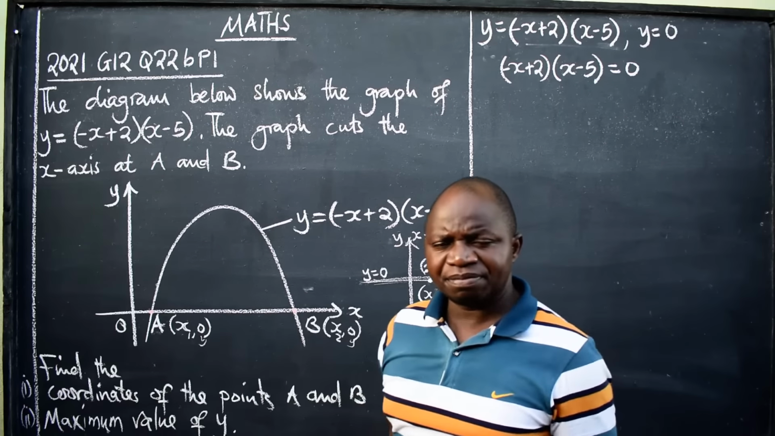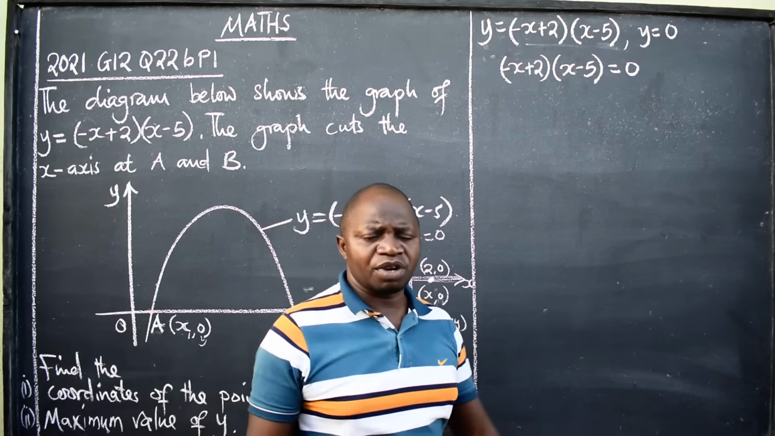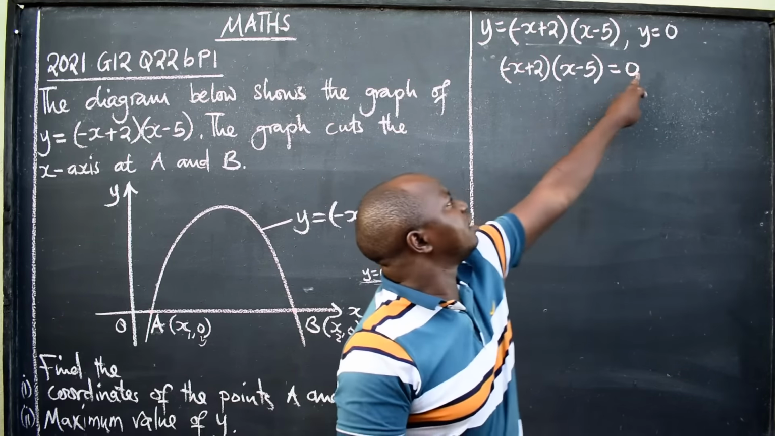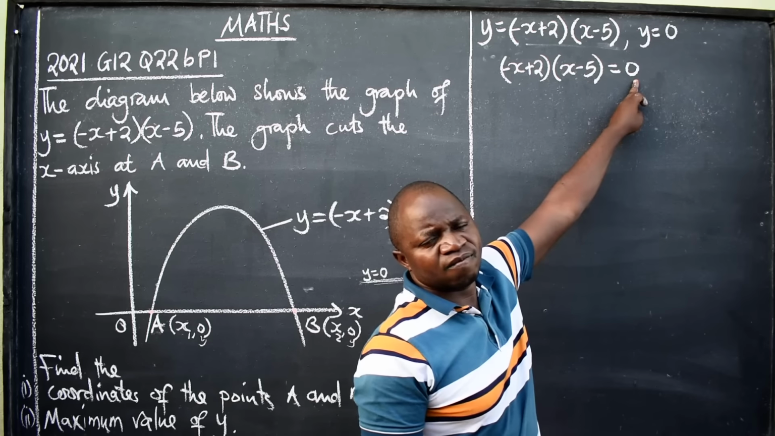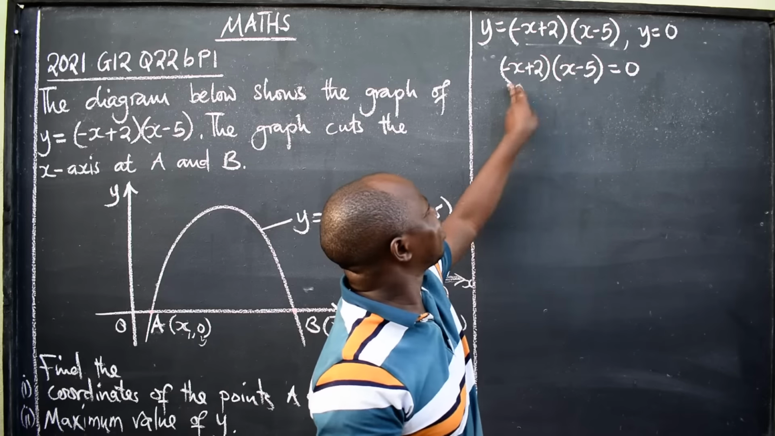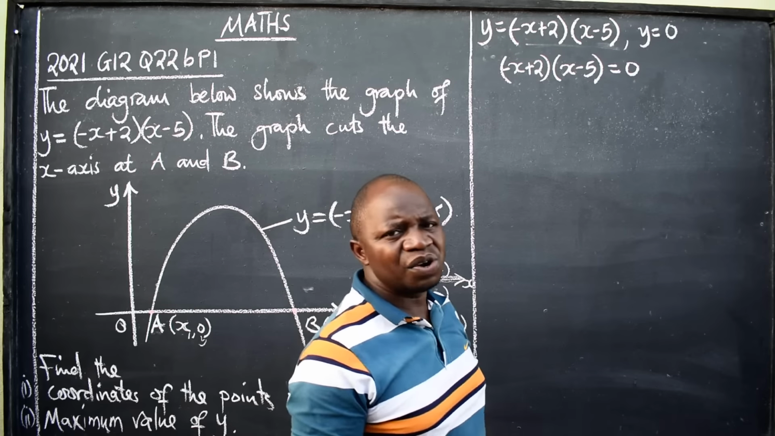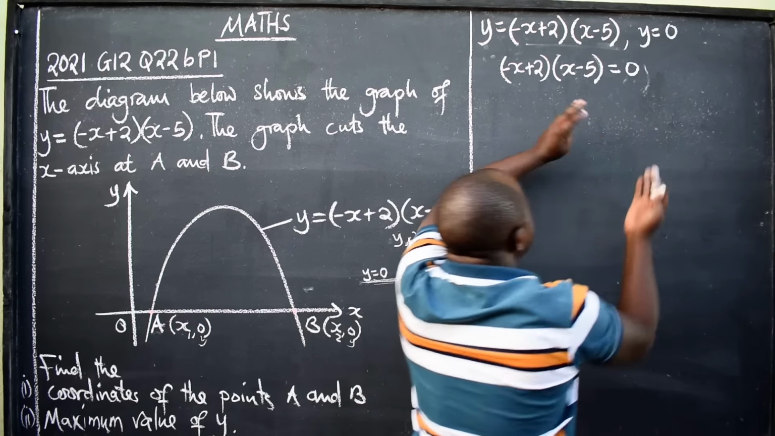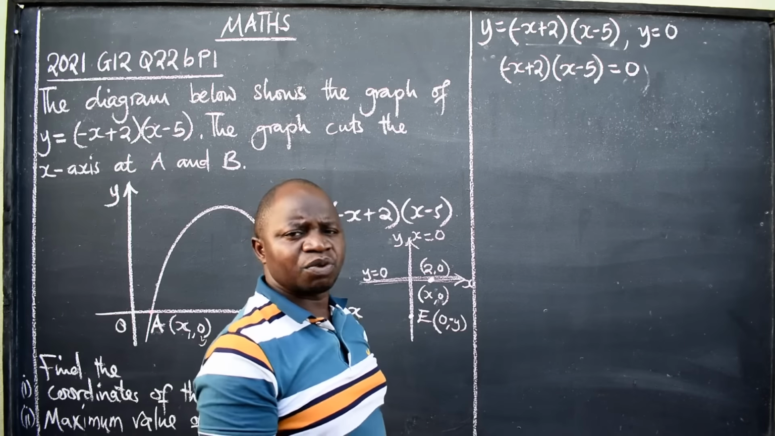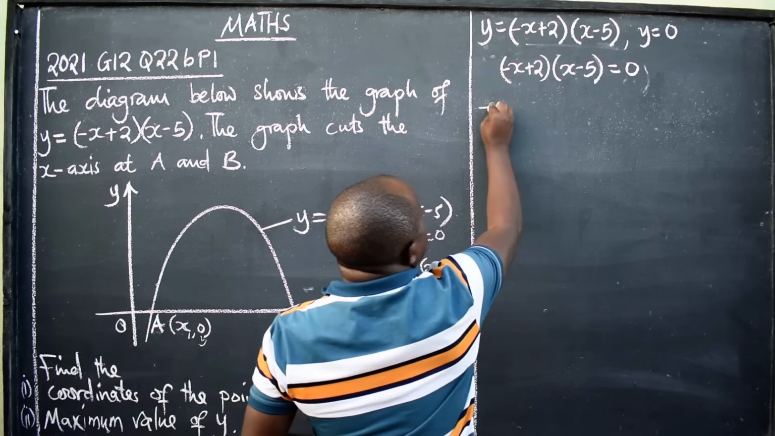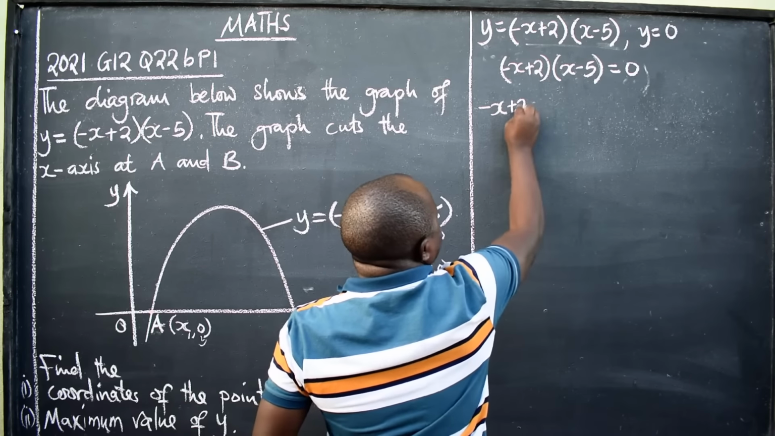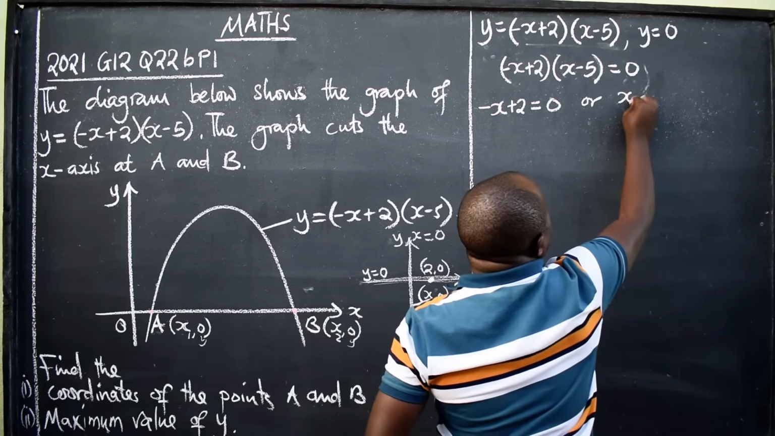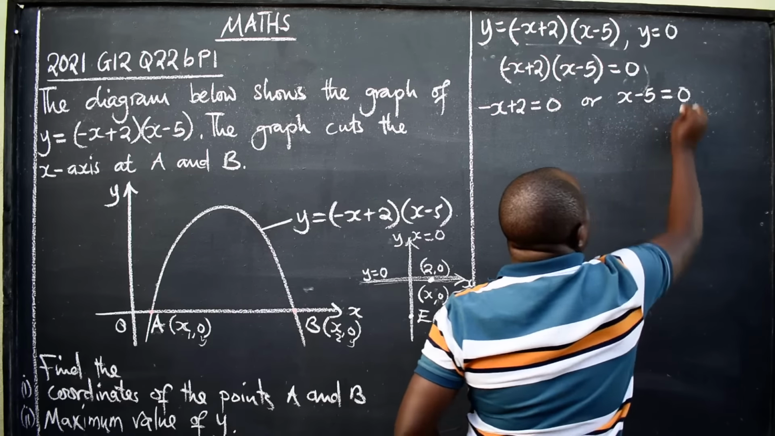Solve that equation so that you have the values of x. Well, since the equation is equated to 0, there is no need of you starting expanding this. No. Just get the first one, equate to 0, second one, equate to 0. Two separate equations. So the first one will be negative (x plus 2) is equal to 0, or the other one will be x minus 5 is equal to 0.